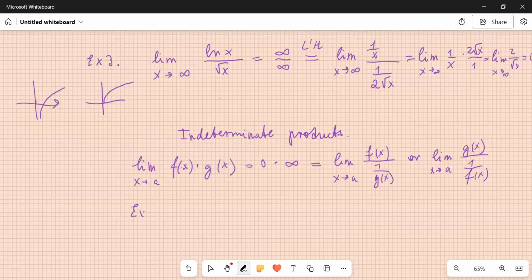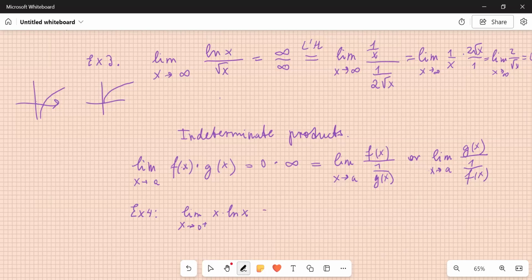So I think example number 4. Let's consider a limit of x multiplied by ln of x. Looks like we are heavy on ln now. It's going to be x approaching 0 plus. Why 0 plus? Because ln actually is undefined on the left from 0, right? It's only defined on the right from 0.